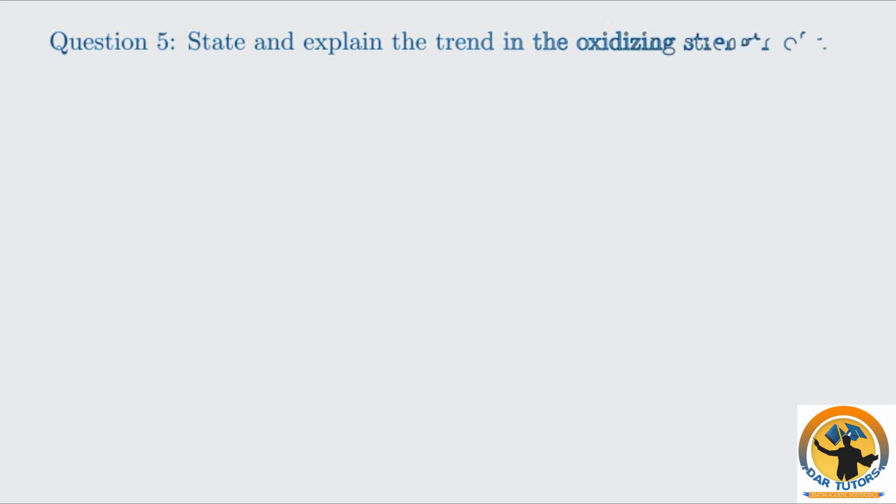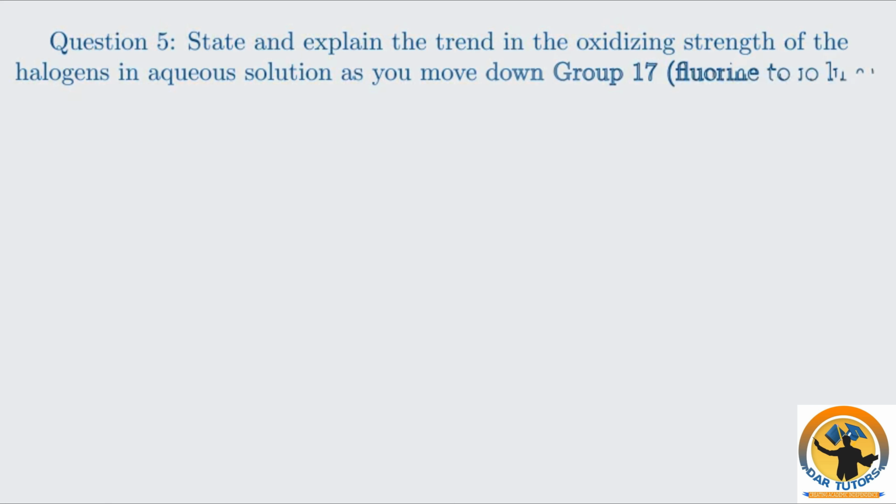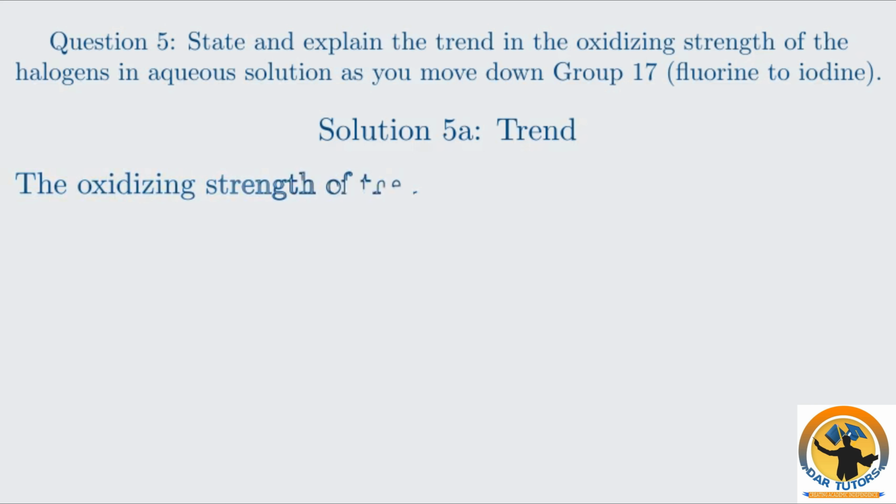We have one more practice question. This one is a conceptual question about periodic trends. Question 5 asks you to state and explain the trend in the oxidizing strength of the halogens in aqueous solution as you move down the group from fluorine to iodine. The trend is that oxidizing strength decreases as you go down group 17. Fluorine is the strongest oxidizing agent, and iodine is the weakest.